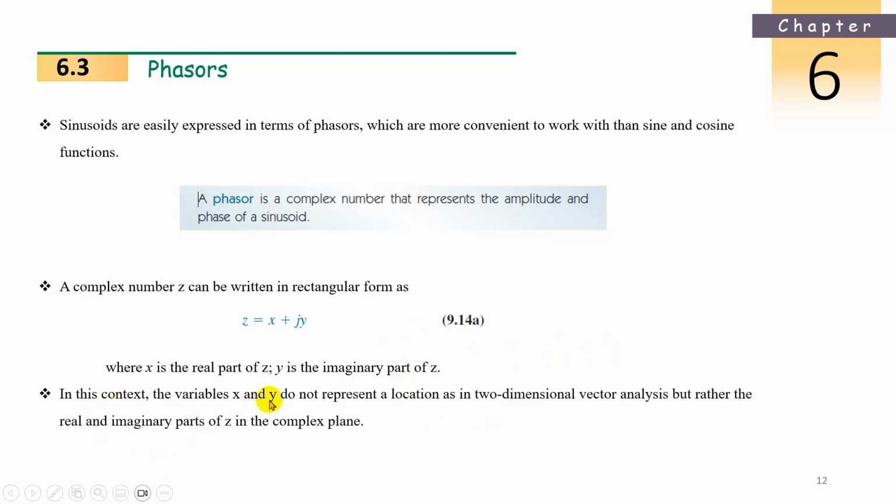In this context, the variables x and y do not represent a location in two-dimensional vector analysis. When you study vector analysis, the real and imaginary parts x and y do not represent any location there. Another phasor diagram will be there, which we'll study. Rather, they are the real and imaginary part of z in the complex plane. The two-dimensional plane and the complex plane are different, so don't mix them up. With z, we always use the complex plane, with x and y values, one imaginary and one real. I will show that in the next slide.